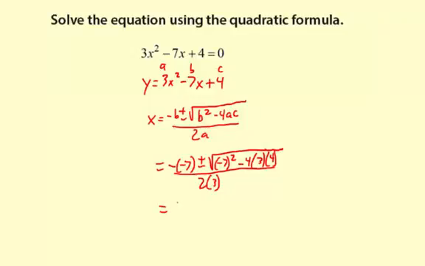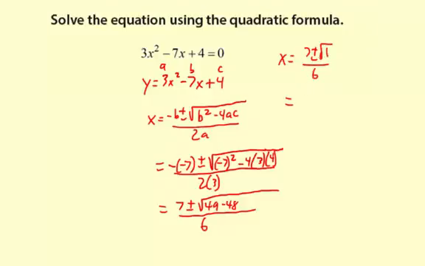So negative of negative 7 is simply 7, plus or minus the square root of. Negative 7 squared is 49, and 4 times 3 is 12. 12 times 4 is 48, so this is 49 minus 48, all over 2 times 3, which is 6. So x equals 7 plus or minus. Now 49 minus 48 is 1, so it's going to be the square root of 1 all over 6.